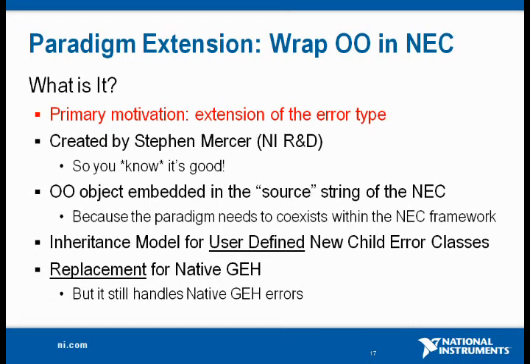Inheritance model is used for user-defined new child error classes, and I'll explain that a little further in a moment. And this is a replacement for the native general error handler. The new general error handler for this type of paradigm that Stephen wrote also handles the old type of native error cluster as well. So if all the extra information isn't in the cluster when it comes in, the error handler can see that and just act on it as though it's the old type and switches back to the old mode, which is cool.